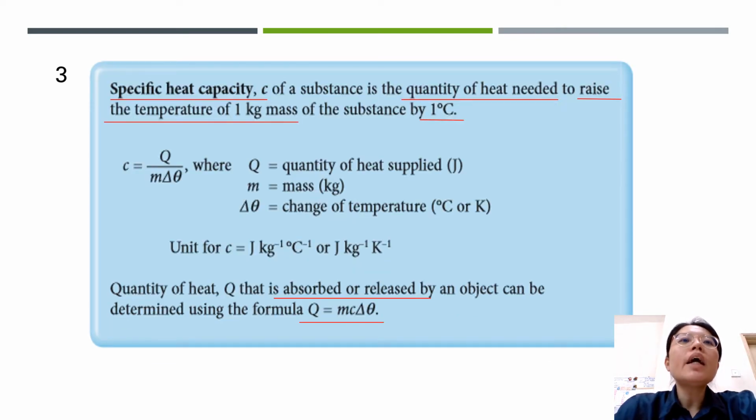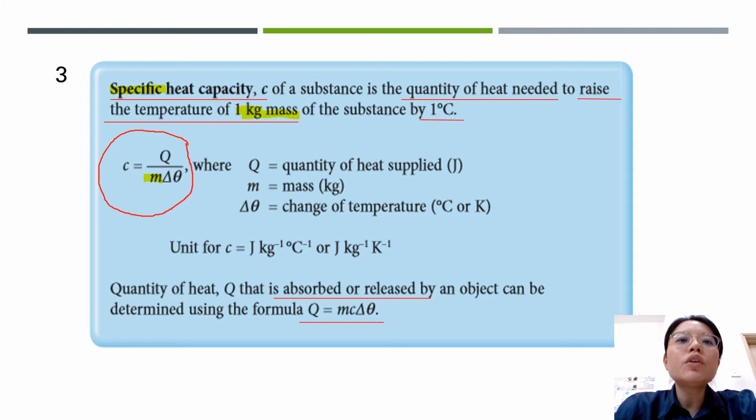The next important word is the word specific. Specific refers to 1 kilogram of mass. Therefore, the specific heat capacity, lowercase c, of a substance is the quantity of heat needed to raise the temperature of 1 kilogram mass of the substance by 1 degree Celsius. So we emphasize the words 1 kilogram of mass. Therefore, we have this formula. So we have two formulas already.